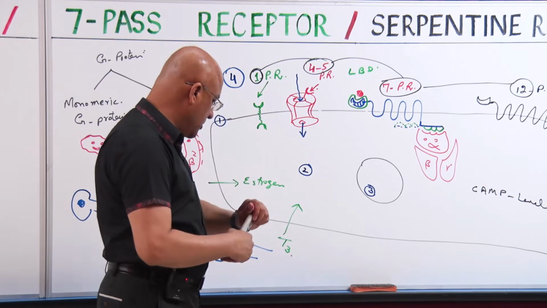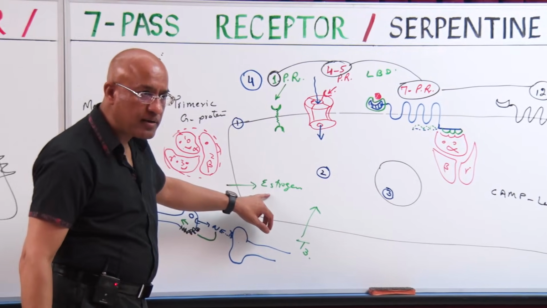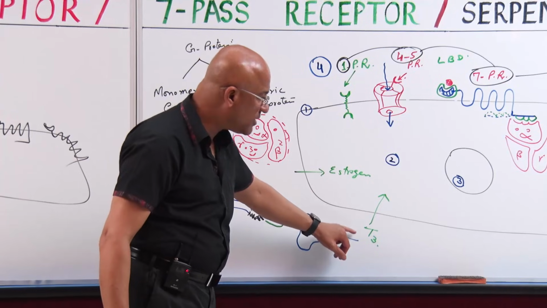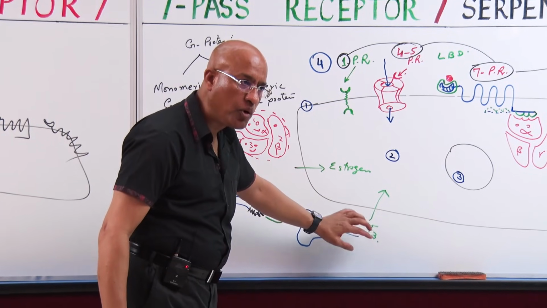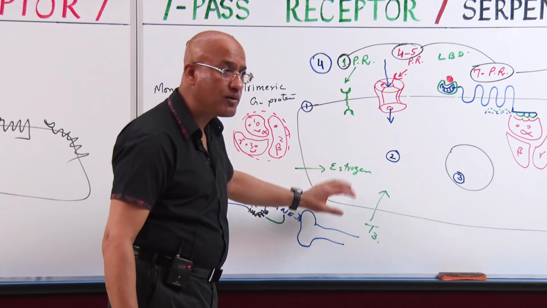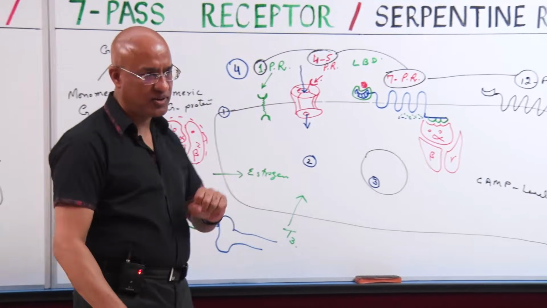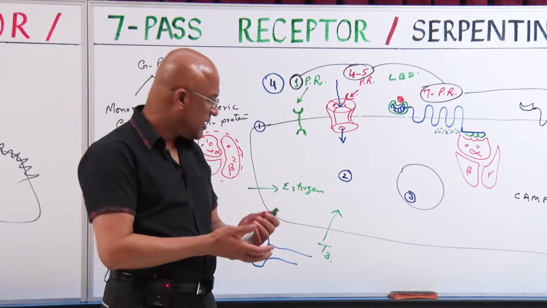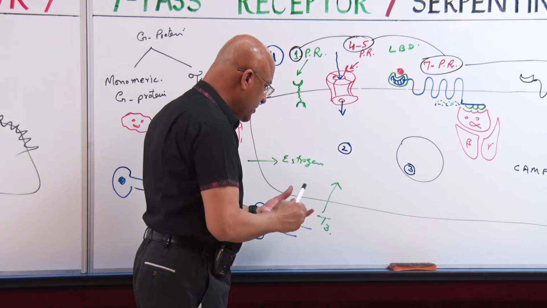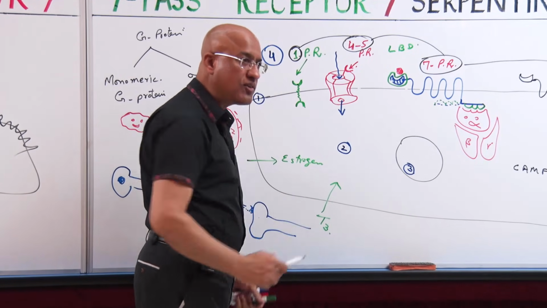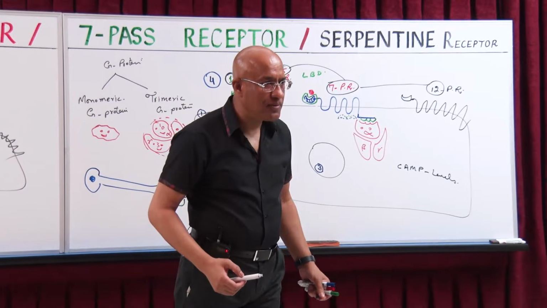My question is very simple: estrogen receptors and T3 receptors, both of them are intracellular. One of them has its receptor in the cytosol, the other has its receptor in the nucleus. How can you guess it? It's very simple. This is coming from the thyroid. When you talk about T3, what do you think of? Which gland?